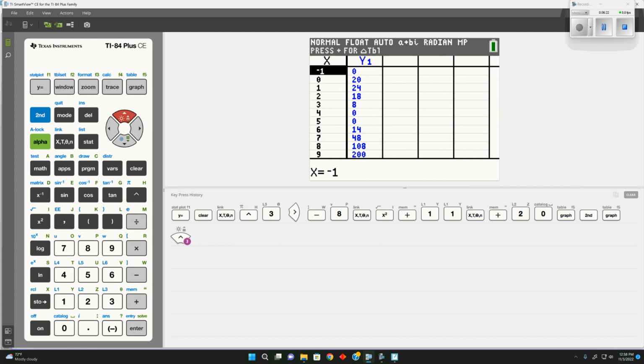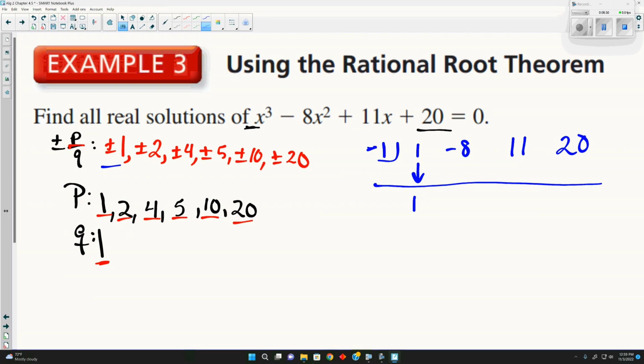When x is 4, y is 0. When x is 5, y is 0. So our 3 values are -1, 4, and 5. So the solutions for this are x is equal to -1, 4, and 5. Those are our 3 solutions. Are all 3 of those listed as our possible rational zeros?